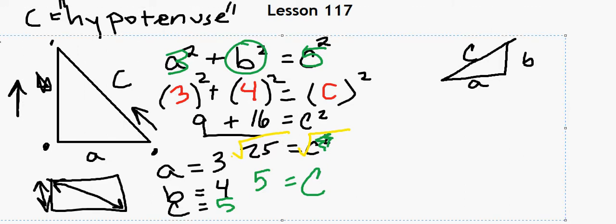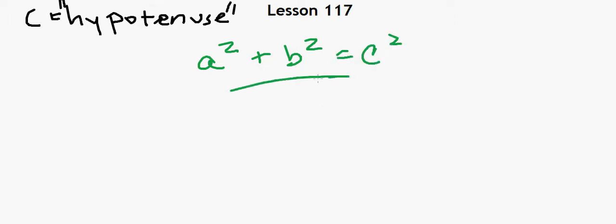So the Pythagorean theorem states what? That side A's length squared plus side B's length squared equals the hypotenuse squared. Write this onto your cheat sheet so you can use it in the future. Then take a look at page 369, example 117.5, real fast.